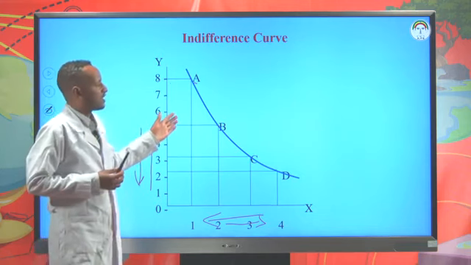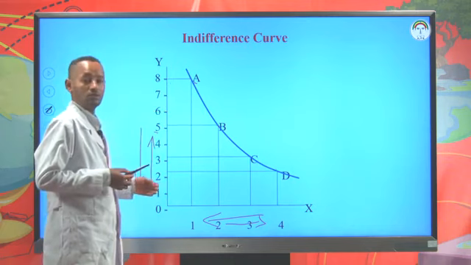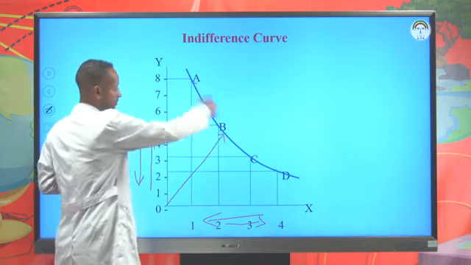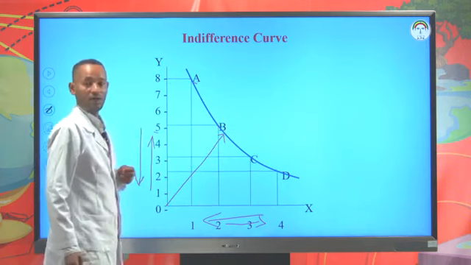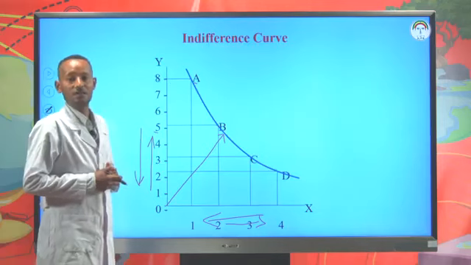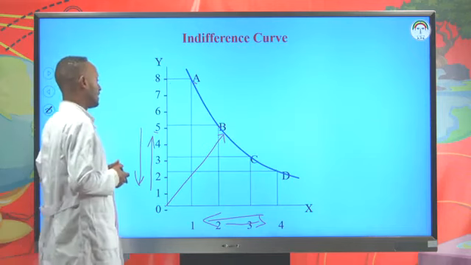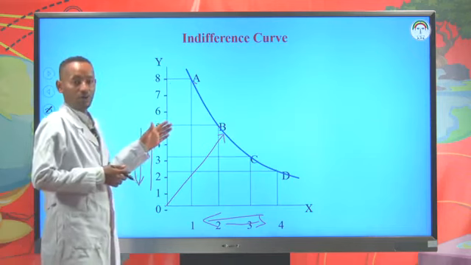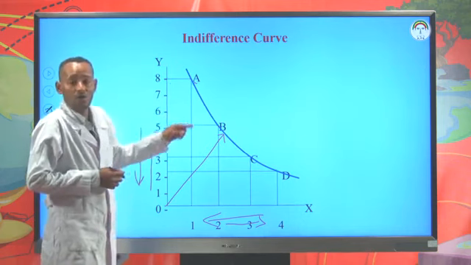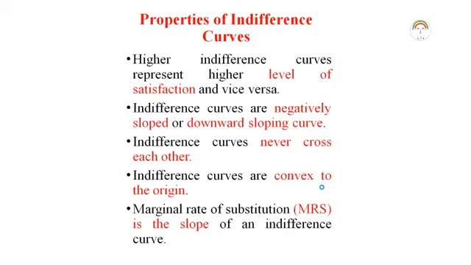Another property of the indifference curve is that indifference curves are convex to the origin. This is the origin. When we see from the origin, we get a curve which is convex to the origin. By the way, indifference curves are convex to the origin due to the principle of diminishing marginal rate of substitution. Due to PDMRS, indifference curves are convex to the origin, because the rate by which one commodity is substituted for another will always decline due to the principle of diminishing marginal rate of substitution.